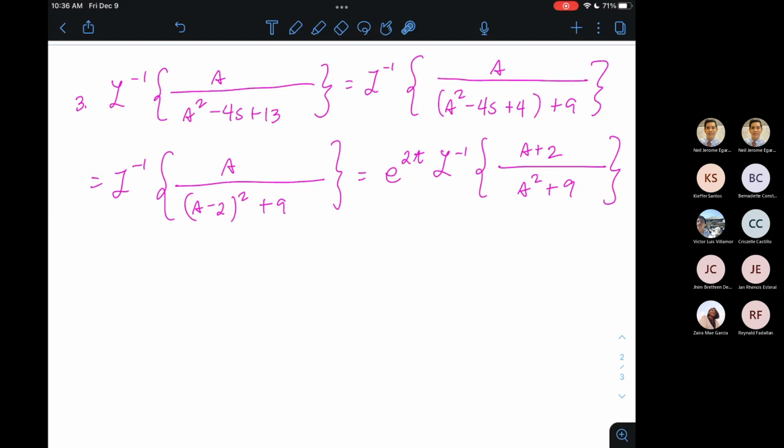Sana nakikita ko sa Teams kung may nagta-type, no? Para pwede ako magantay. Ayaw nyo pa kasi mag-unmute pag sasagot eh. Gusto nyo pa nagta-type sa chat.